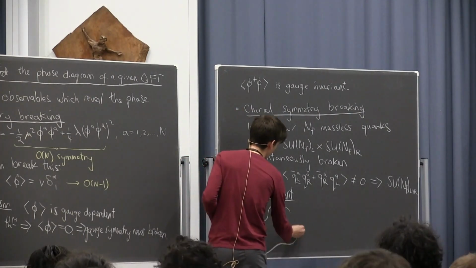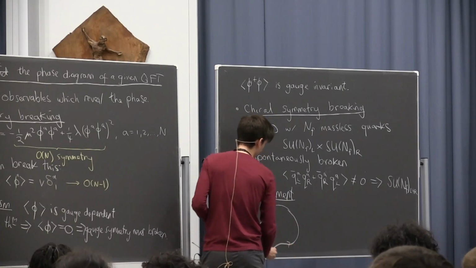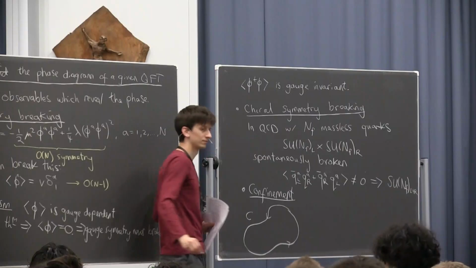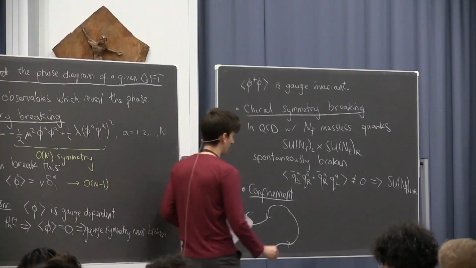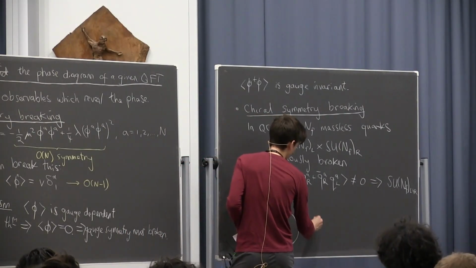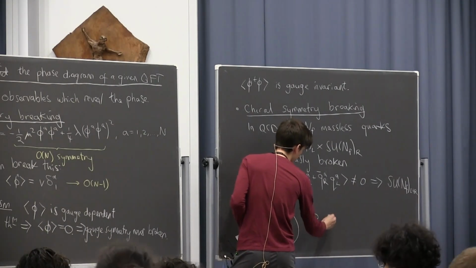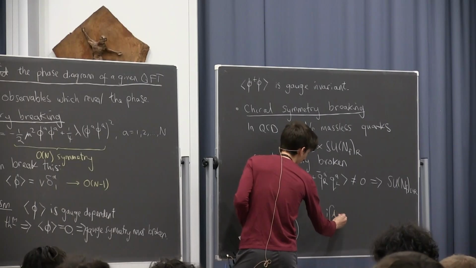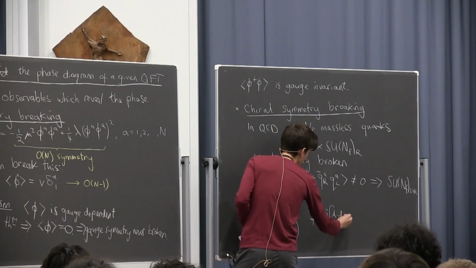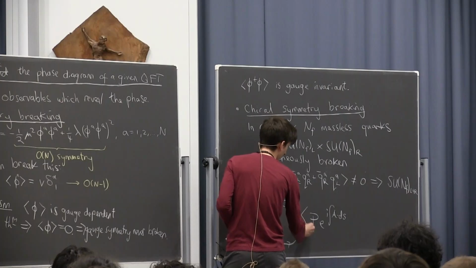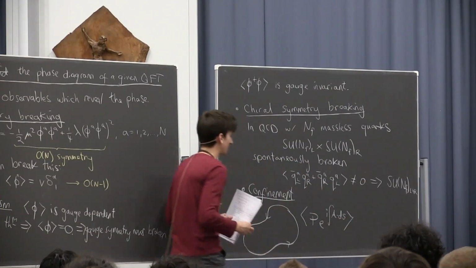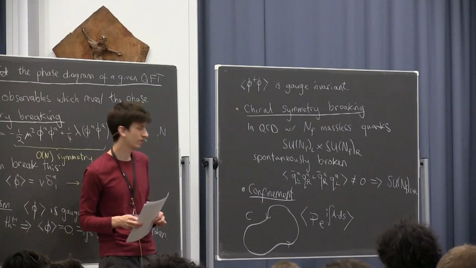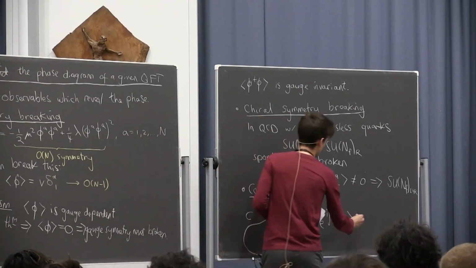If we take some big loop in space, let's call it C, big curve, and we define the path-ordered exponential of A dot ds along the curve, then the expectation value of this thing tells us which phase we're in. Are we in a confining phase or a deconfined phase?